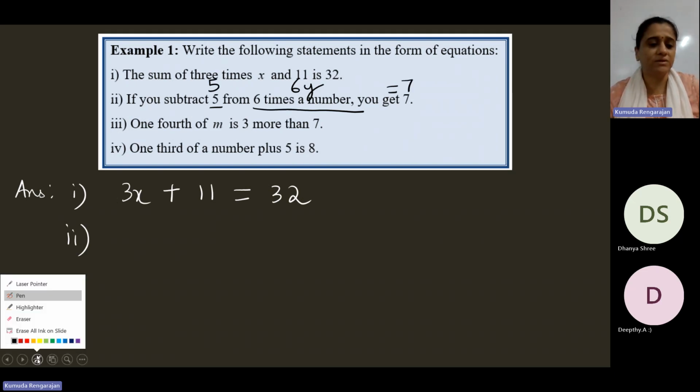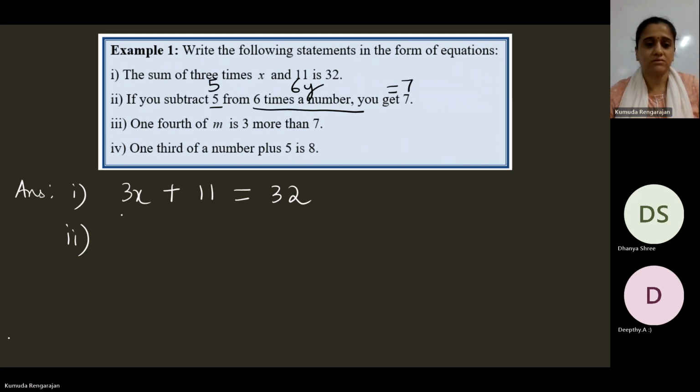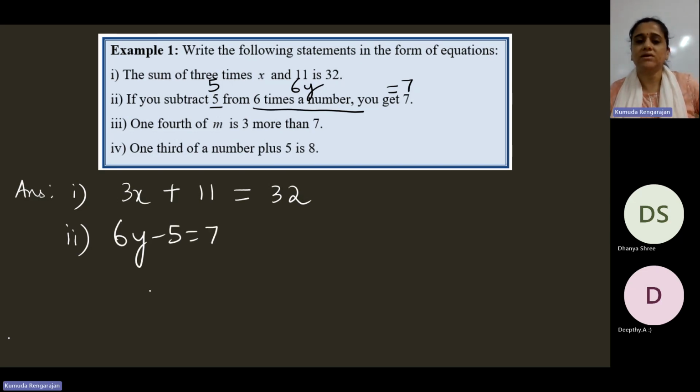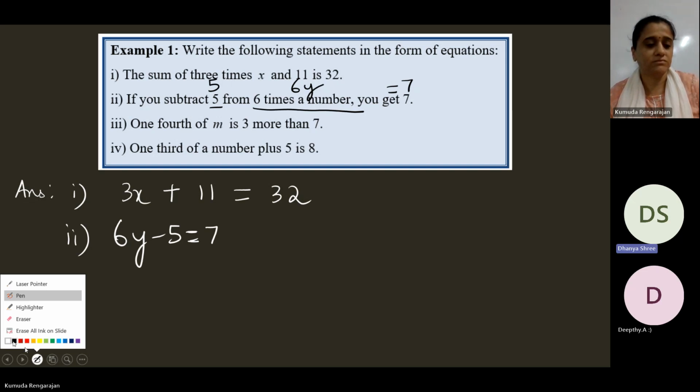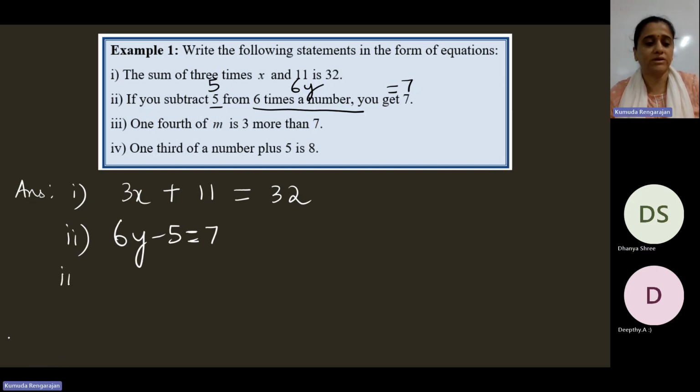Now what's the equation? Tell me. Is equal to 7. Correct? After from we have 6y. Should write that first. Then minus 5. You get means equal to 7. Danya, if I'm not clear, please ask me. Ma'am, it's clear. Okay.